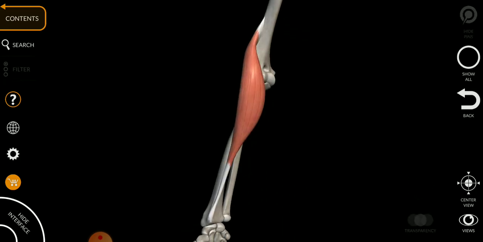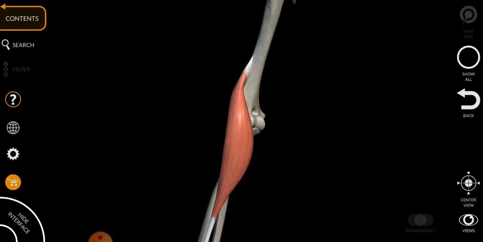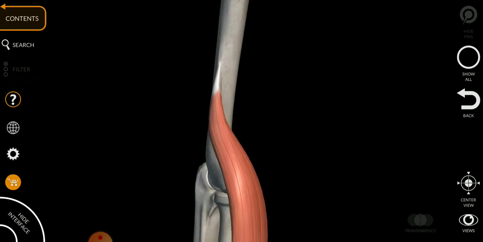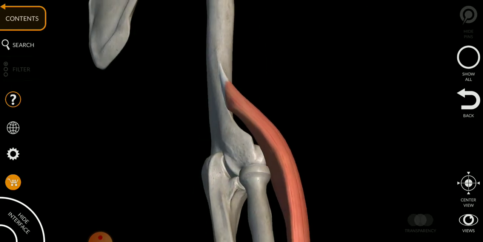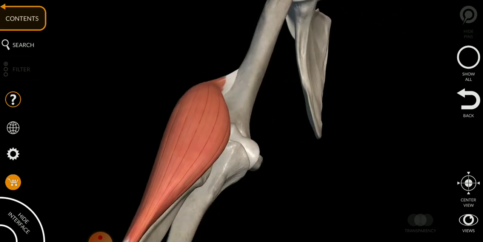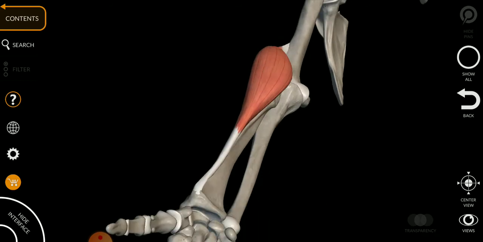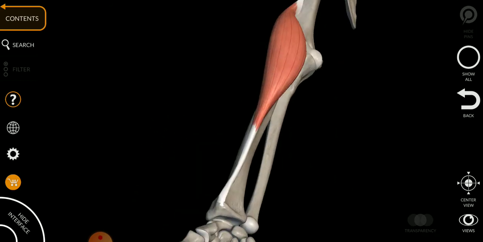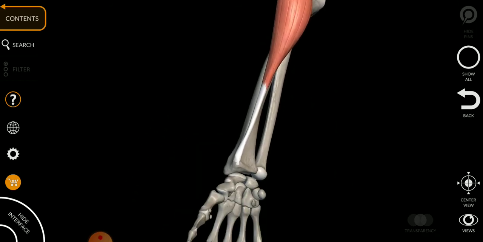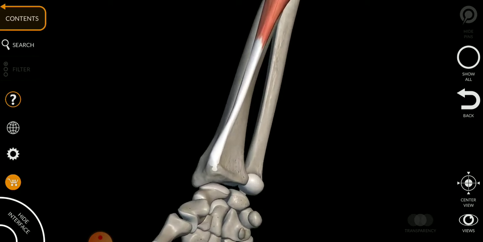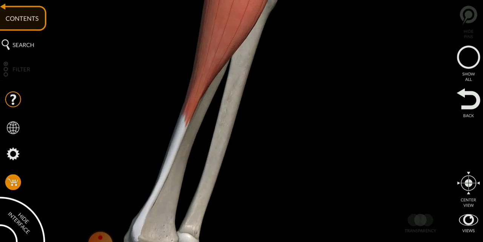The brachioradialis is a muscle which has its origin from the lateral supraepicondylar region of the humerus, and it has an insertion into the base of the styloid process, or we can say the base of the radius bone. So this is the styloid process, and it helps in the flexion of your forearm.